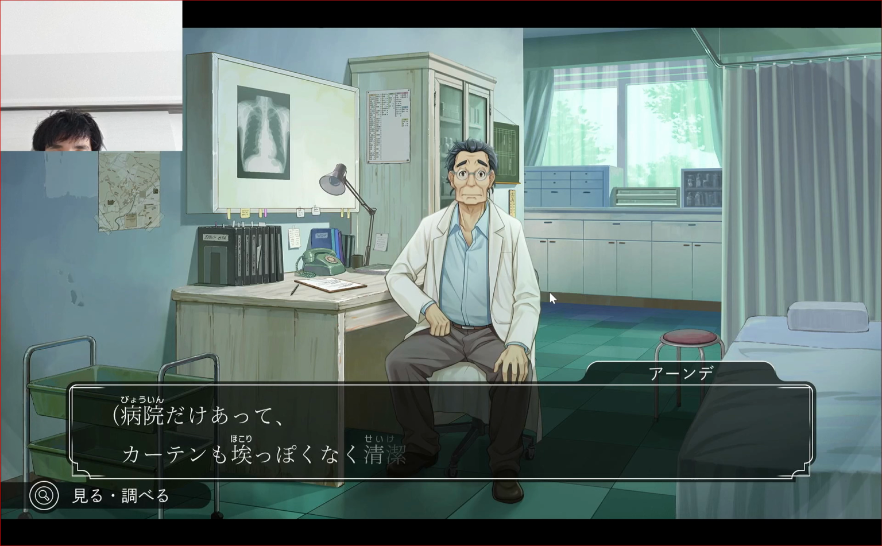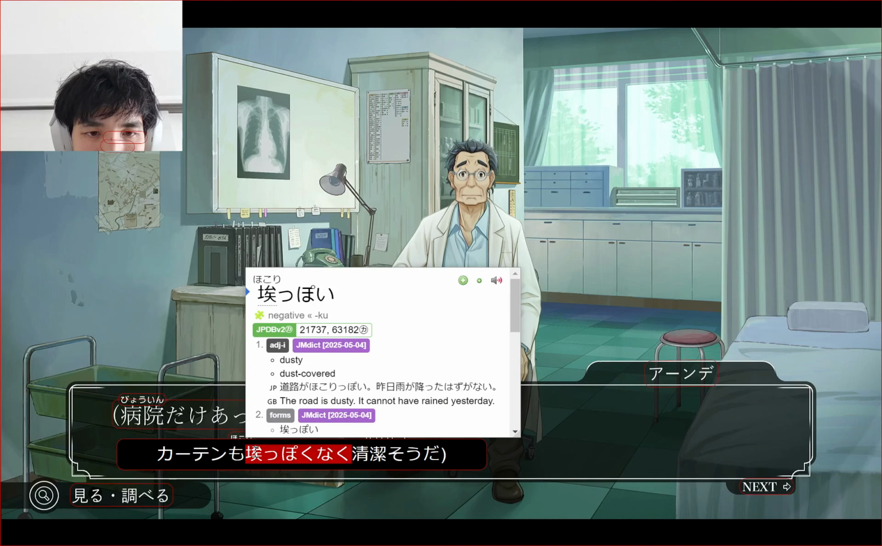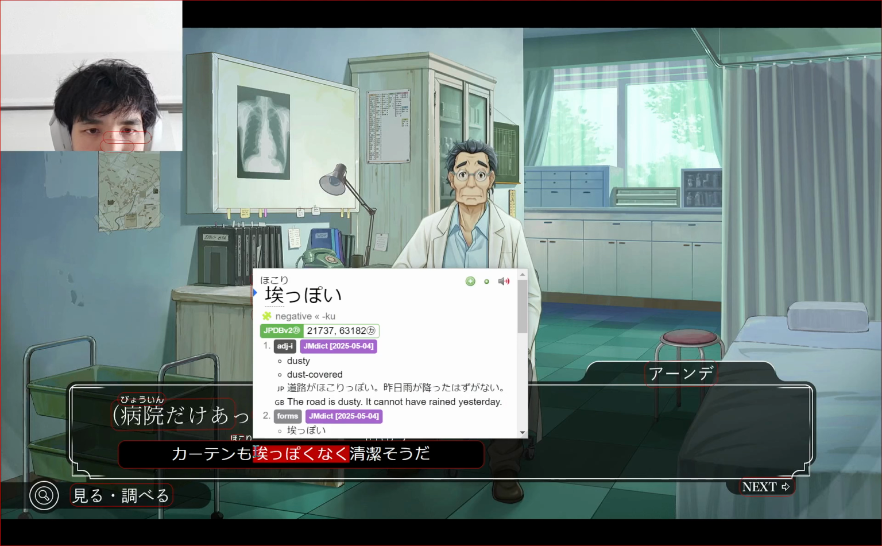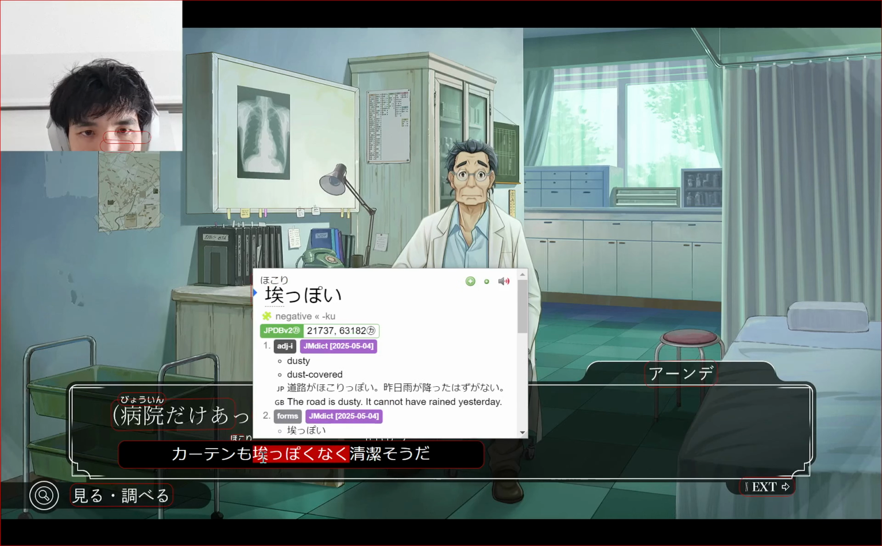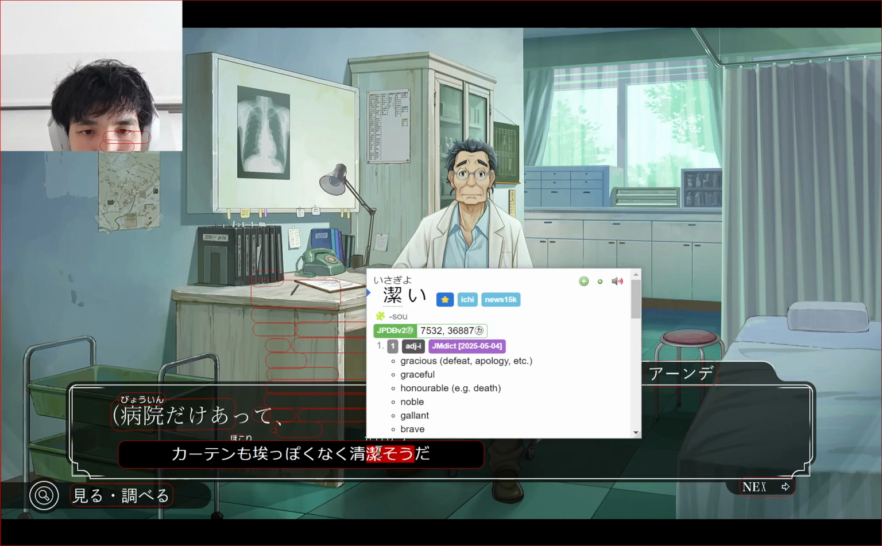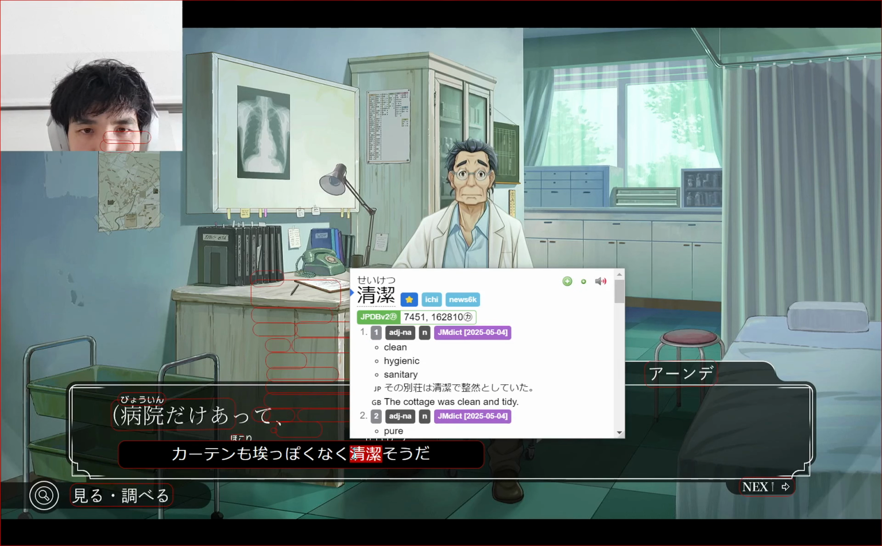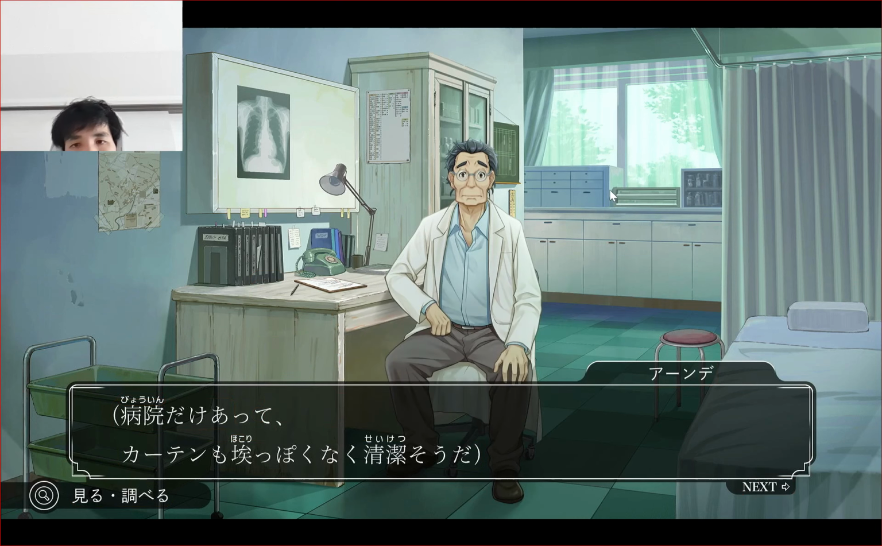Since it's a hospital, the curtains aren't dusty and look clean. Okori poku, okori poi. Dusty. Okori pokunaku. It looks very clean and hygienic. No need for that word.